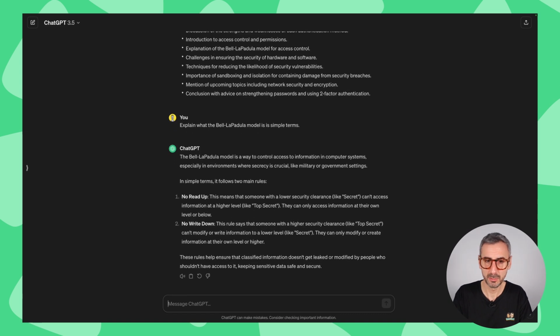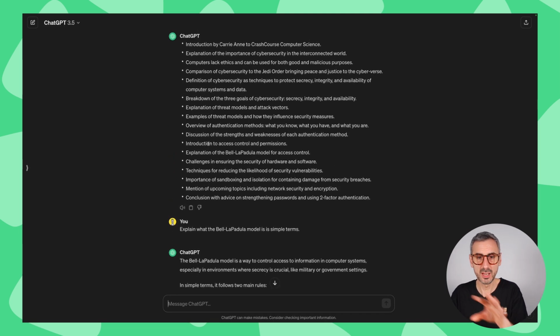The Bell-LaPadula model is a way to control access to information in computer systems, especially in environments where secrecy is crucial, like military or government settings. So there you go. You have your explanation of anything really related to the topic.